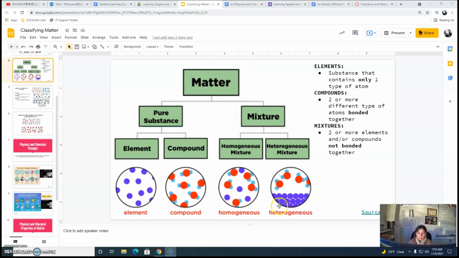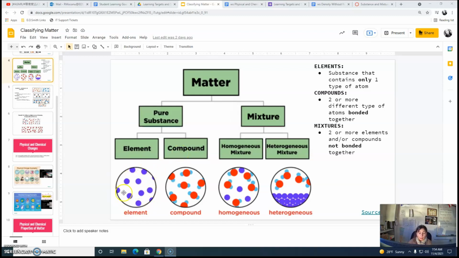I wanted to go over these dot diagrams to help you be better at identifying elements, compounds, and mixtures. In these diagrams, every different color represents the atom of a different element. We talked about this diagram in class, which shows the classification of matter: pure substances and mixtures. Pure substances can be further broken down into elements and compounds.